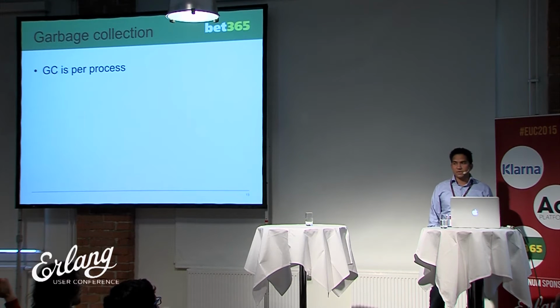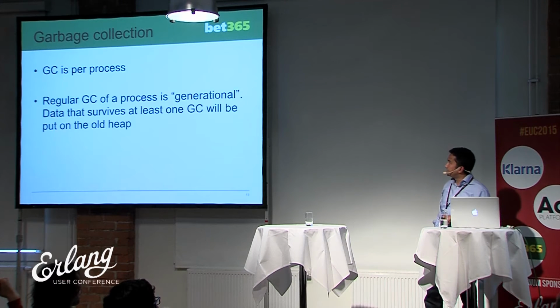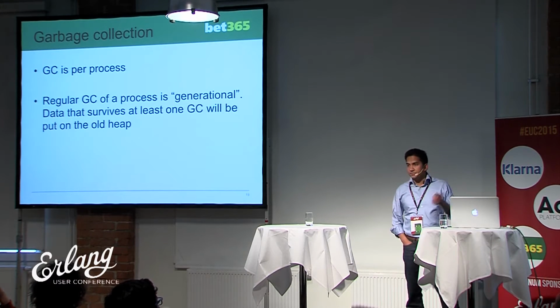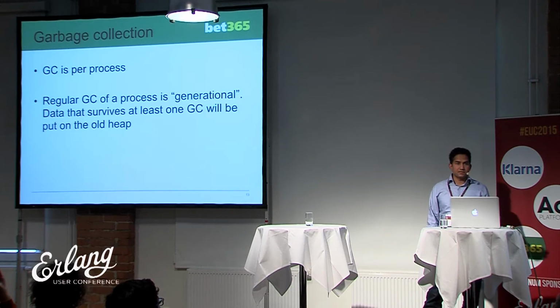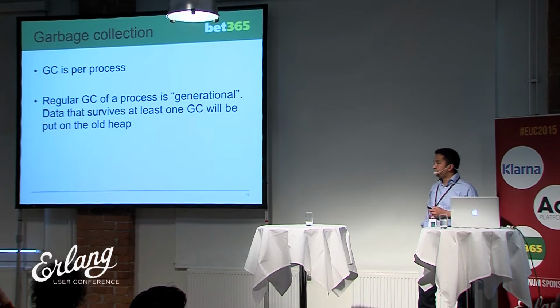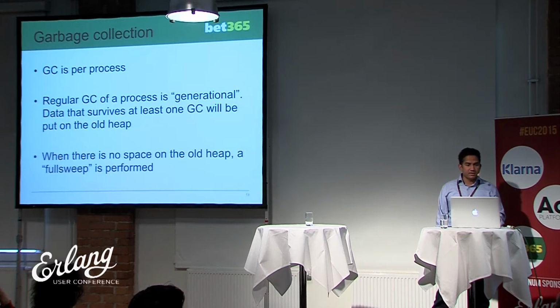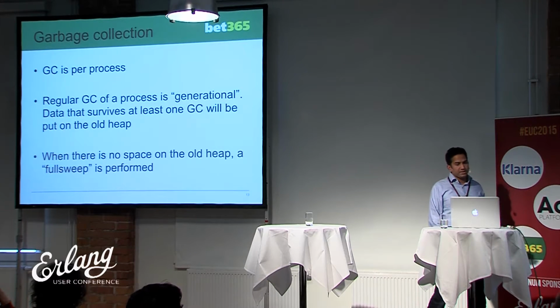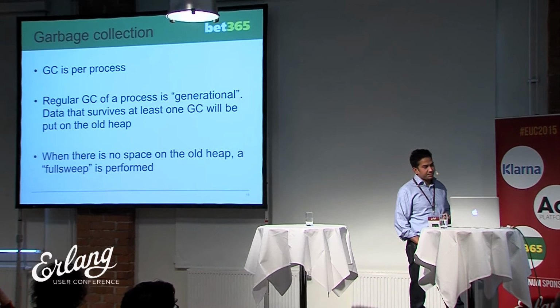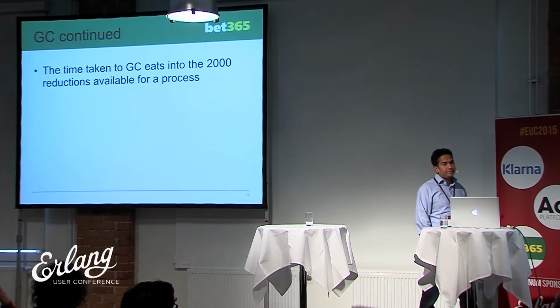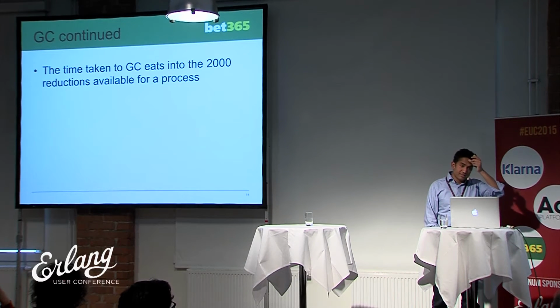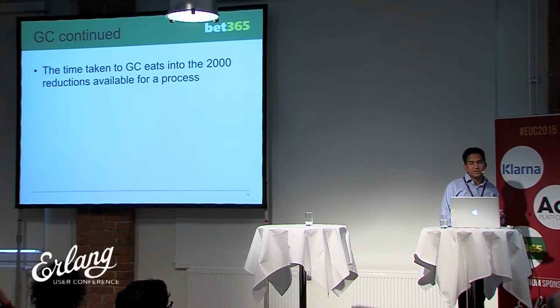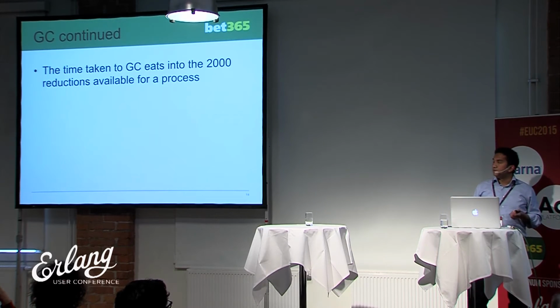So, GC is per process, great. That's no surprise. That's fine. And again, regular GC of a process is sort of generational. So every Erlang process has an old heap and a new heap. And data that survives at least one GC is put on the old heap. And finally, when there's no space on the old heap, a full sweep is performed. But the surprising thing was that the time taken to garbage collect eats into the 2,000 reductions available for a process. That came as a big surprise for us.